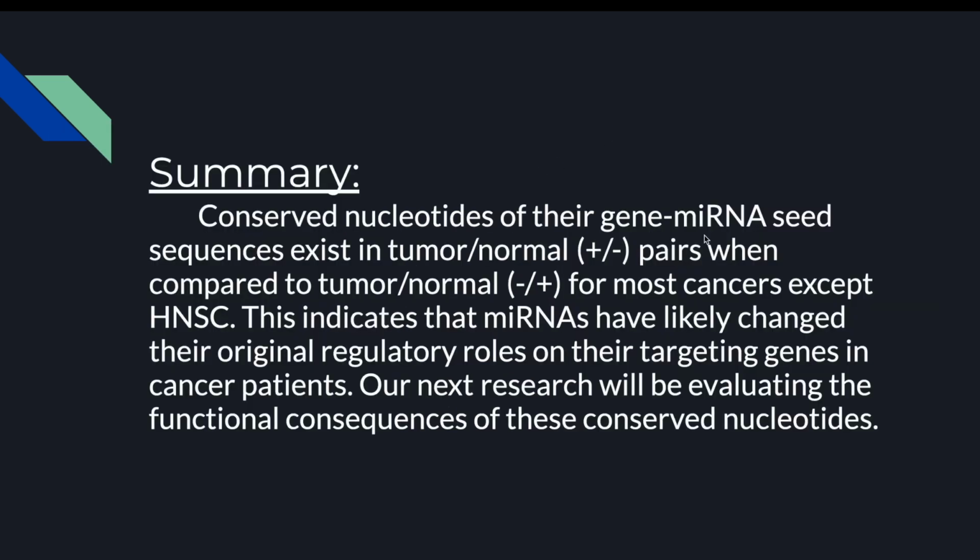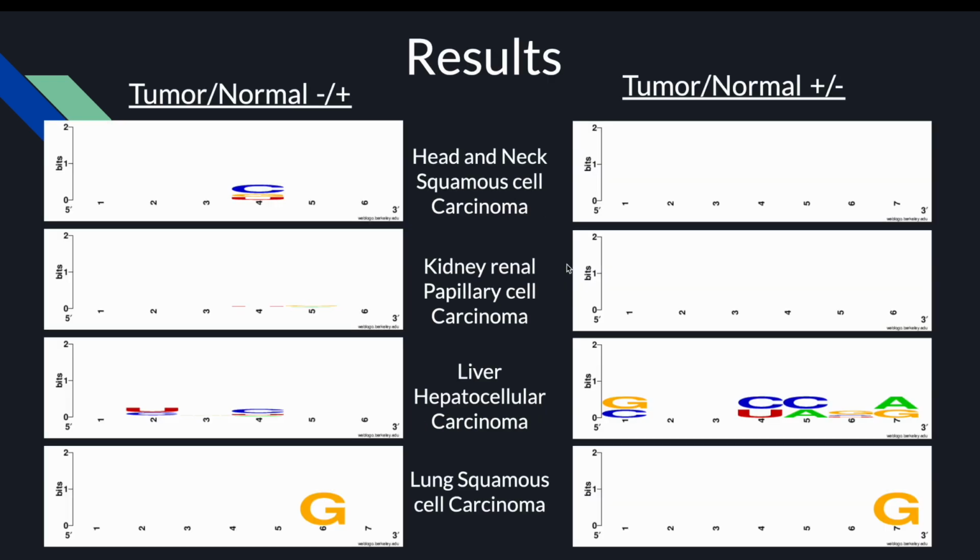In summary, conserved nucleotides of their gene microRNA seed sequences exist mostly in pairs with the positive tumor correlation coefficient. This is the case for most cancers except for HNSC, where the conserved nucleotides are actually found in the pairs with a negative tumor correlation coefficient.